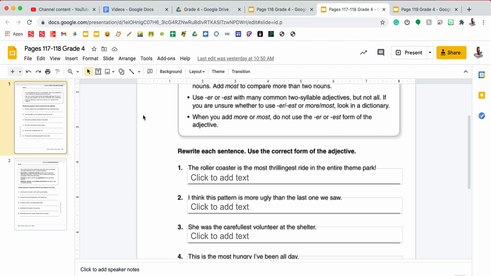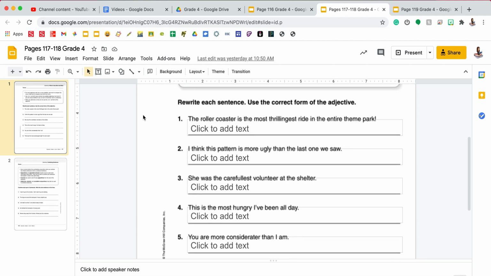And when you add more or most, you do not use the ER or EST form of the adjective. So for example, I wouldn't say that you are walking more slower than I am. You can't use more and add ER in a sentence. This page is asking us to rewrite each sentence and use the correct form of the adjective.